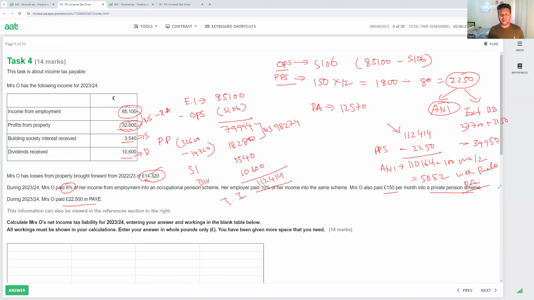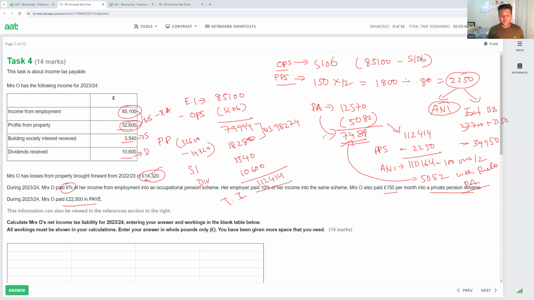Do not think this is my personal allowance. Be very careful with that. Sometimes students think, oh, 5082 is the personal allowance. No, this 5082 has to be reduced from your personal allowance. So if I minus that from 12,570, how much personal allowance will we have left? That's 7488. Okay, so that's my new personal allowance. This is the one I'm going to use.